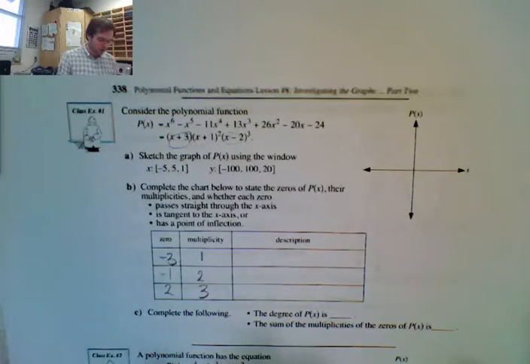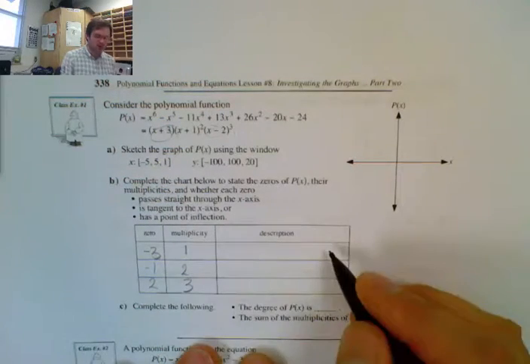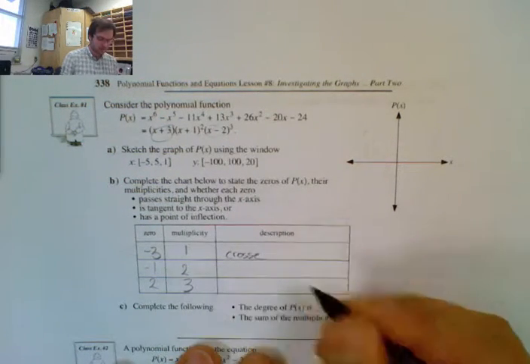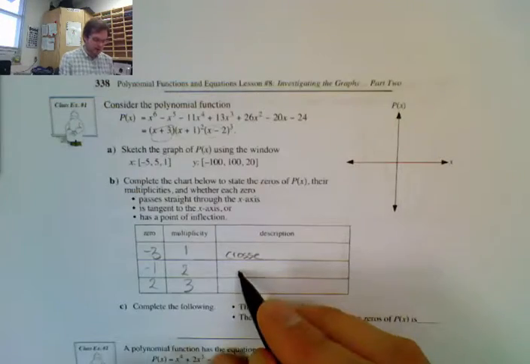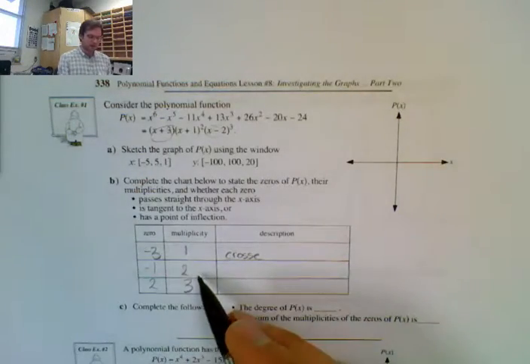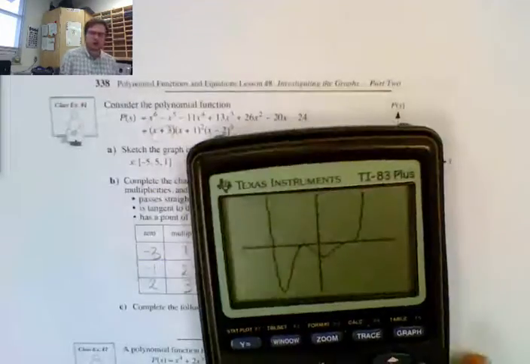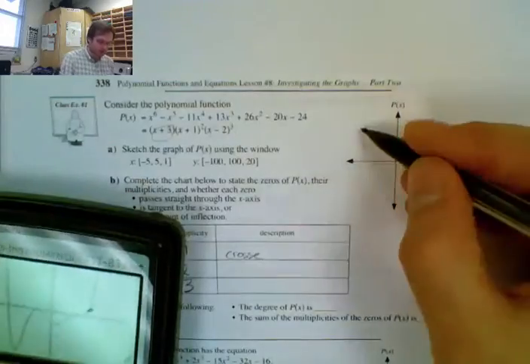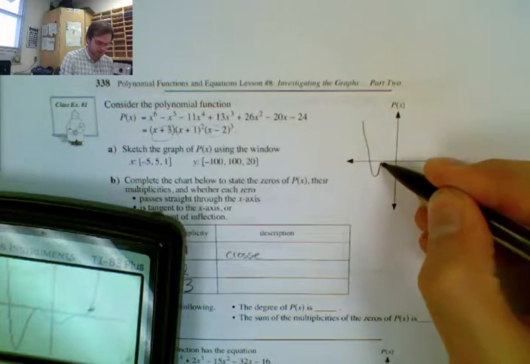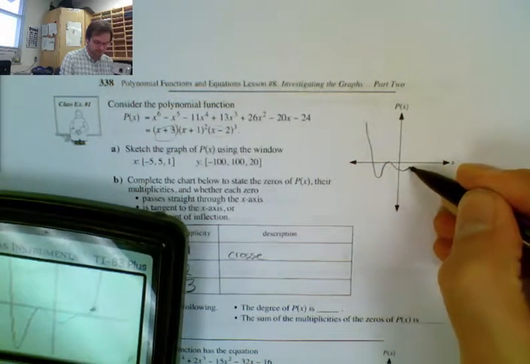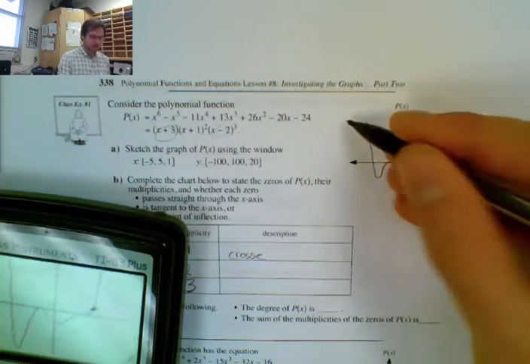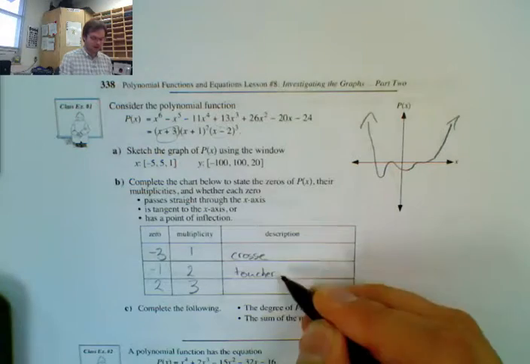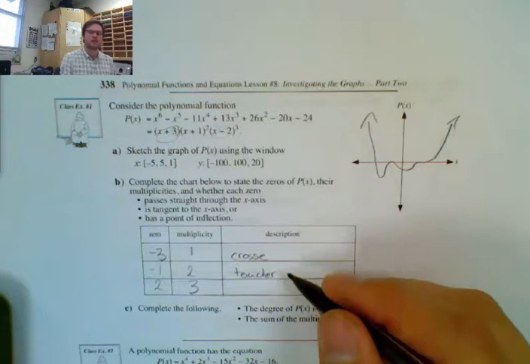So now we're going to describe it. This first one here just crosses. It's what I call a crosser. The next one here, look back at the chart, it's a toucher. Multiplicity 2 gives me a toucher. It looks like this. So this one here is a toucher. Or what is that called? A tangent.